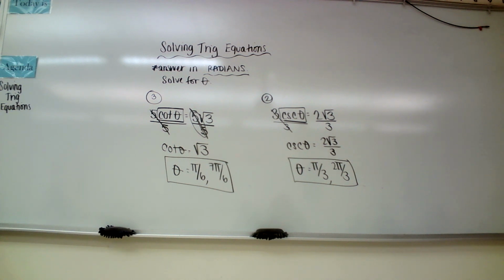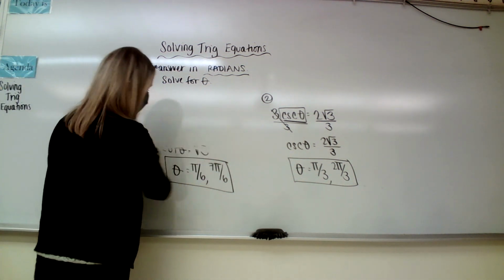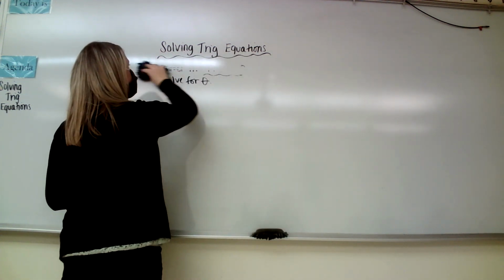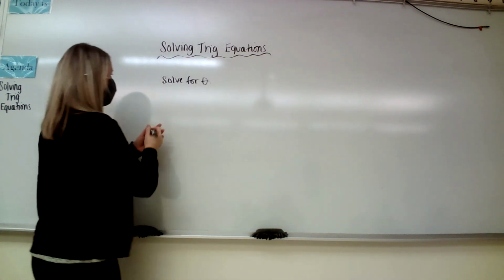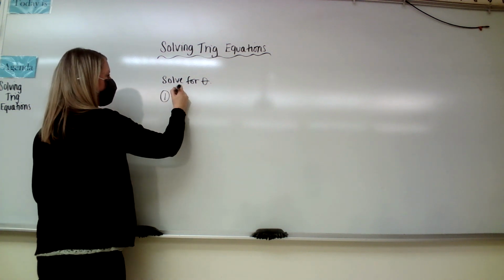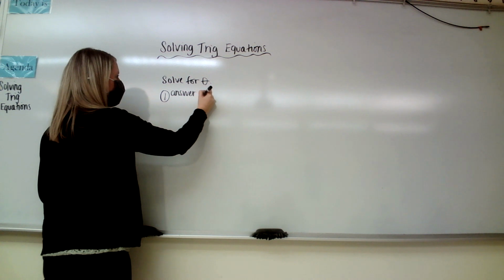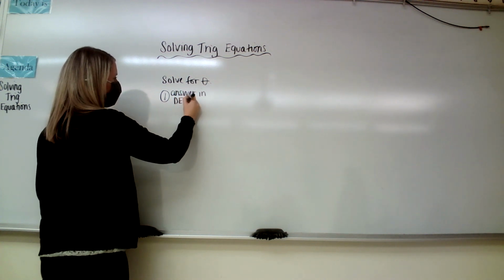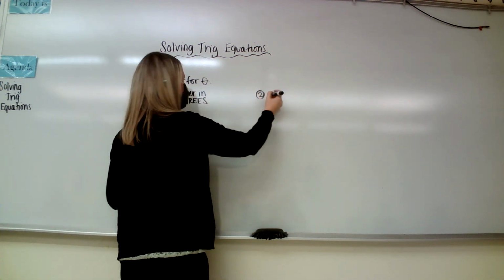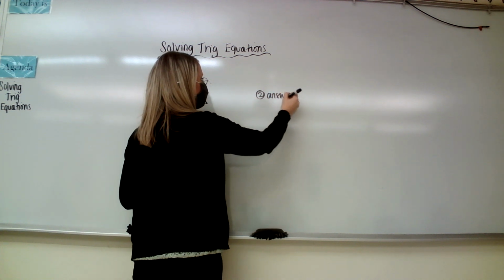All right, so here's what you're going to do. We're going to solve for theta. So number one, I know I keep rewriting number one, but you know, you get the deal. Number one, I want the answer in degrees. Number two, I want the answer in radians. So just make sure you know what you're looking for and you're doing it correctly.